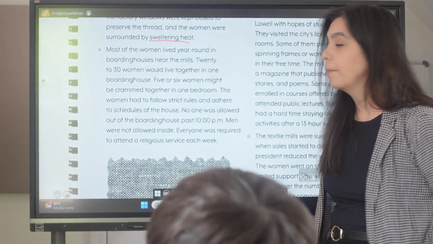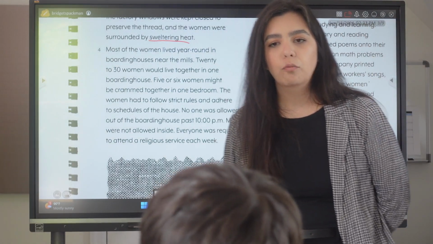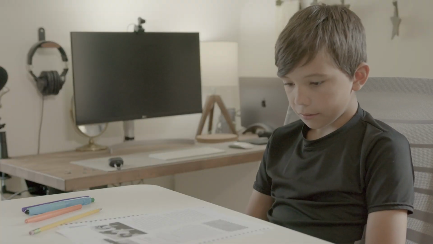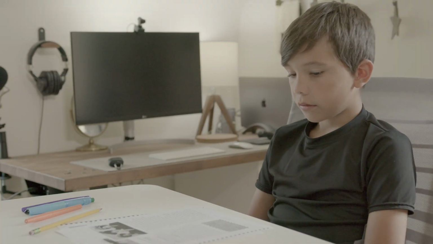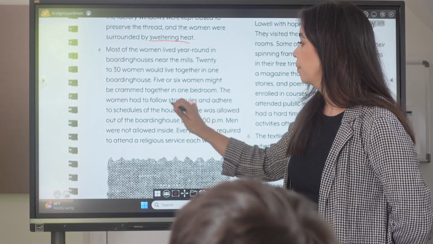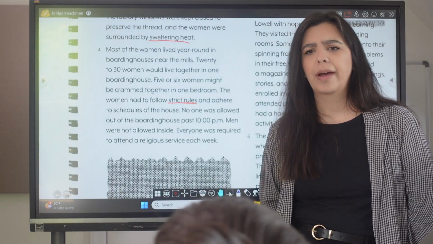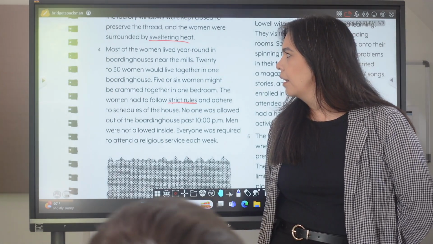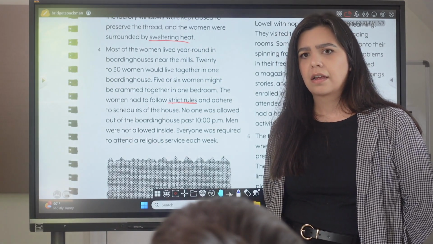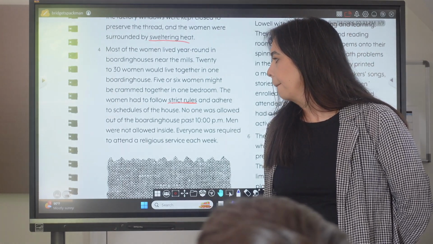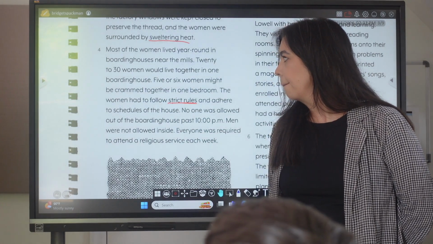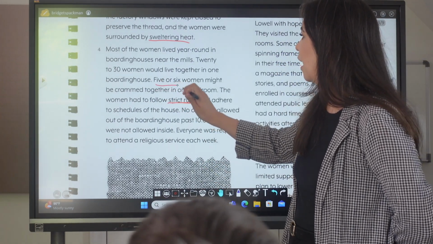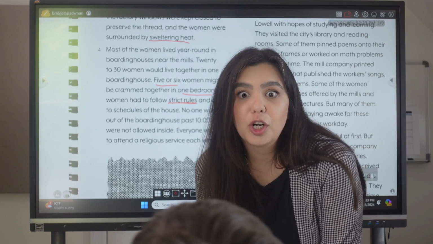Done. Okay. So what are some of the things that you notice? What were some of the things that they talked about? They were talking about how they can't leave the house. Okay. What else? What do they call them? Strict rules. Yeah. What else did you learn about in this paragraph? No one was allowed to leave past 10. Okay. What else? 5 or 6 women might be cramped in what? One bedroom. Could you imagine your bedroom with 5 or 6 people living in it?